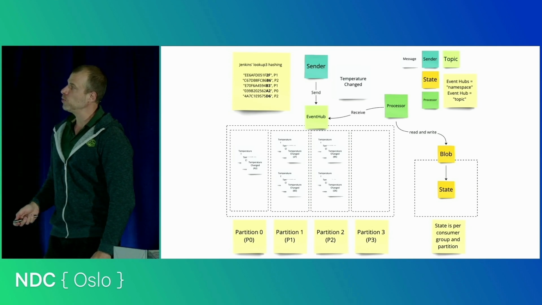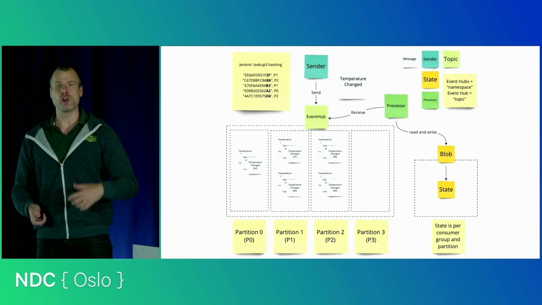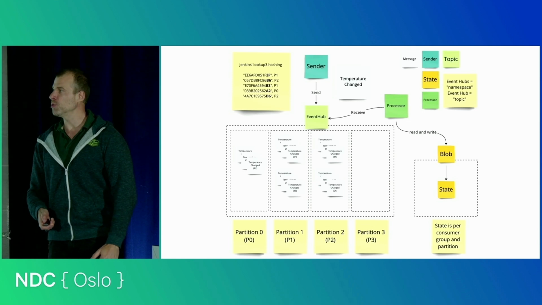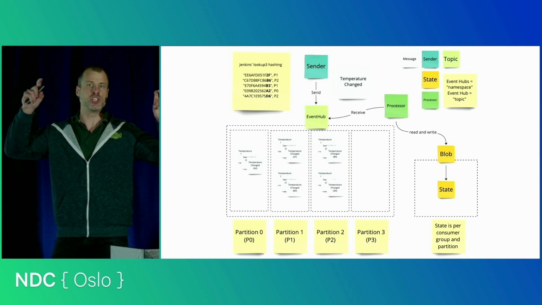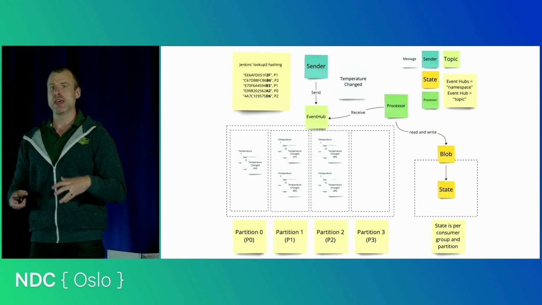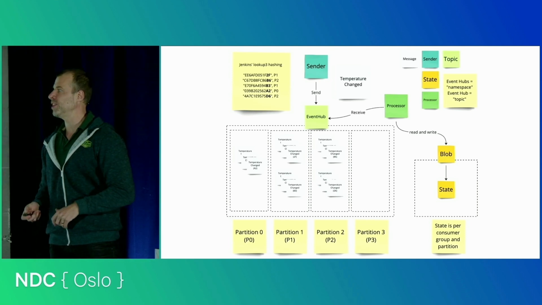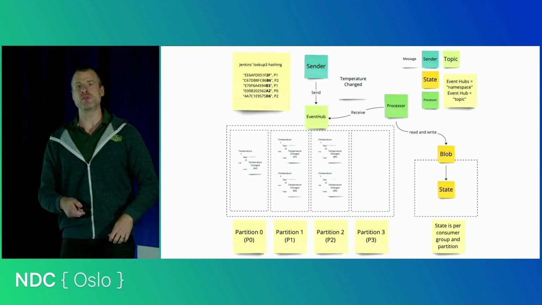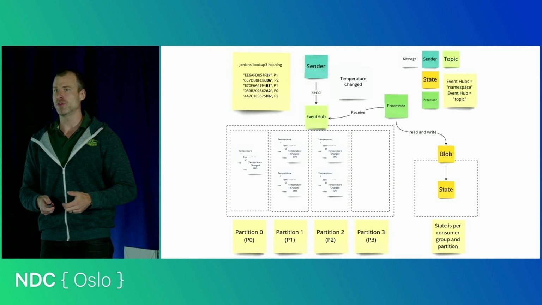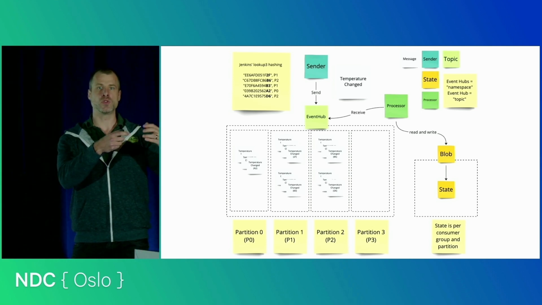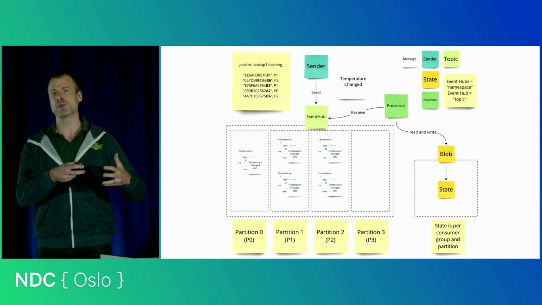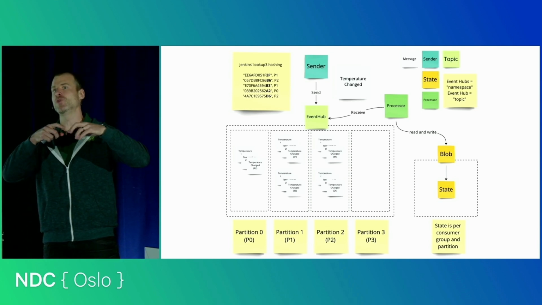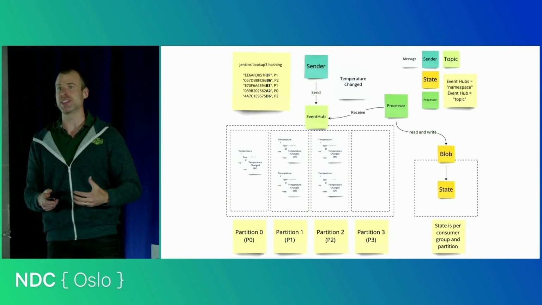So when you connect to Event Hubs, you also say, I'm part of a consumer group. A consumer group is basically just a logical name for the consumers that are connected to Event Hubs. Within the consumer group, it's guaranteed that all those consumers participate in reading across the same state, right?